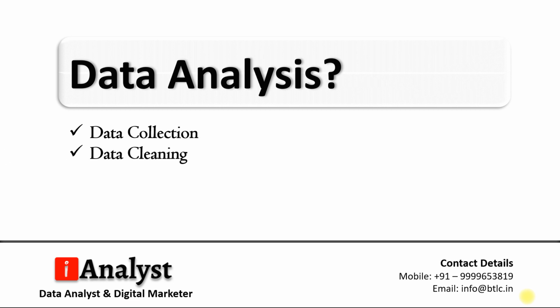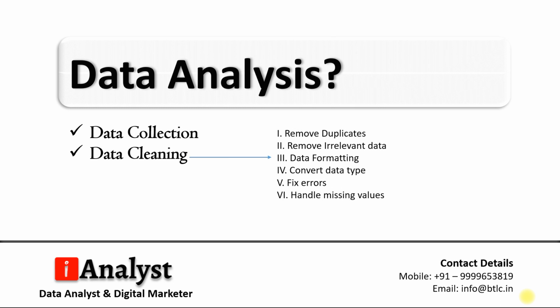Data cleaning. The process of data cleaning is to remove irrelevant and incorrect data from the data set, and to remove corrupted and incomplete data from the data set. We have the following steps for data cleaning. 1. Remove duplicates. 2. Remove irrelevant data. 3. Data formatting. 4. Convert data type. 5. Fix errors. 6. Handle missing values.